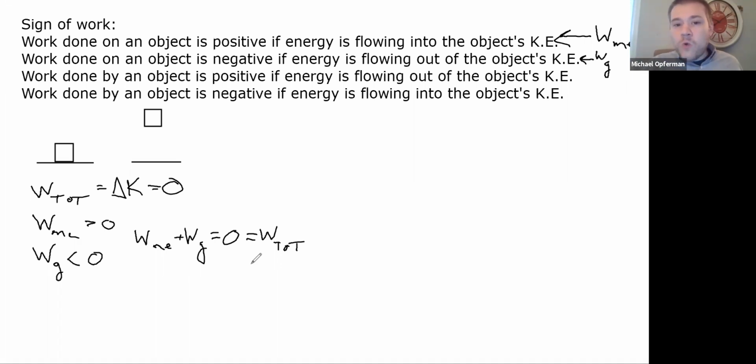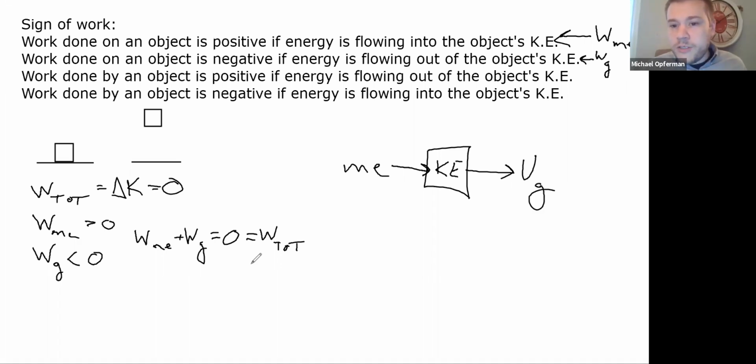the kinetic energy. So then what's happening here, if you think about it, so here's the object's kinetic energy. What's happening here is I am putting energy into the kinetic energy, and then gravity is taking it out of the kinetic energy. You can even say it's going into the gravitational potential energy here. And so you see how for the work done by me, the arrow is in this direction, into the kinetic energy, but for the work done by gravity, the arrow is coming out of the kinetic energy. So that's why the signs work out the way that they do.